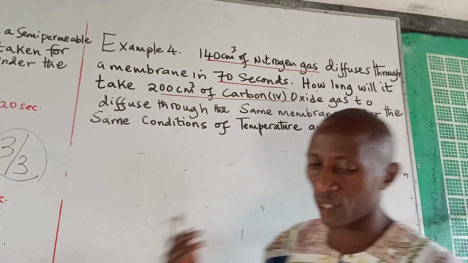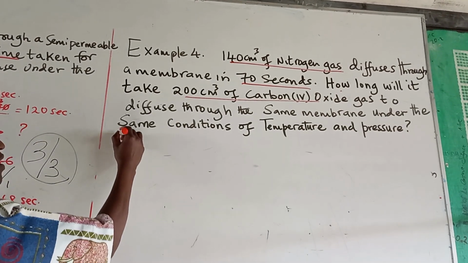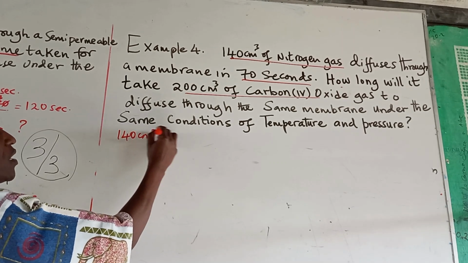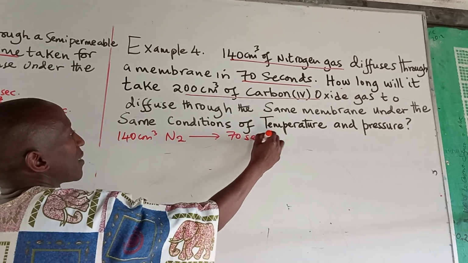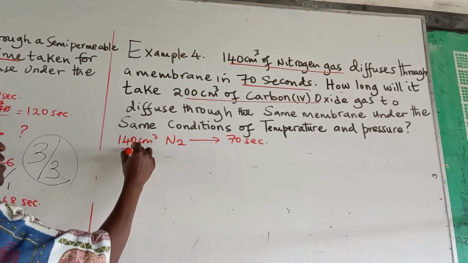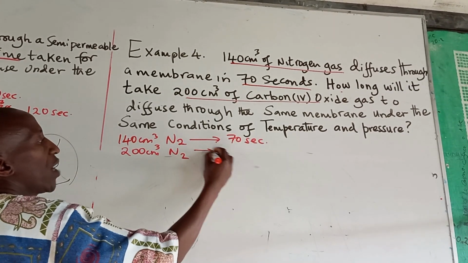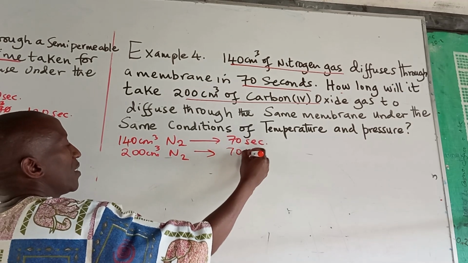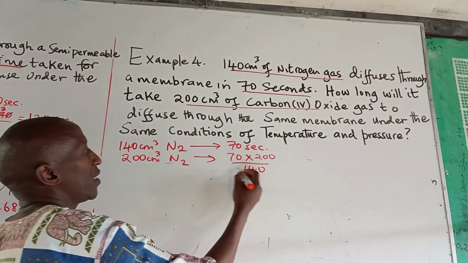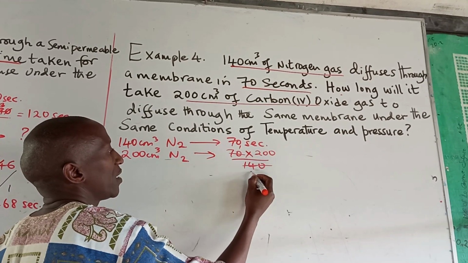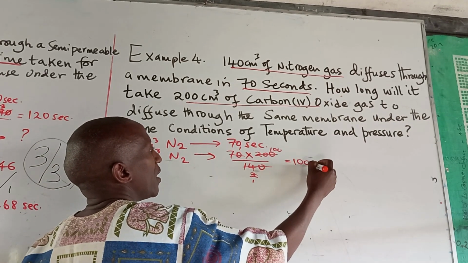In this case, we can now move a little bit faster since we know what we are supposed to do. We are going to say that 140 centimeter cubed of N2 diffuses in 70 seconds. What about the unknown? If this nitrogen were 200 centimeters cubed, how long will it take? It will take 70 times 200 all over 140, and that comes to be 100 seconds.